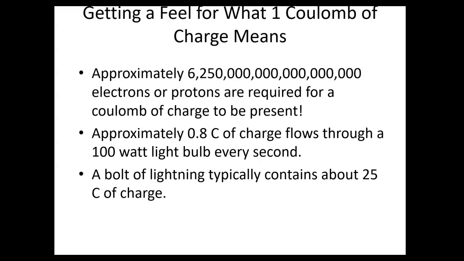If you have a 100-watt light bulb, roughly 0.8 coulombs of charge are flowing through that light bulb every second. And a bolt of lightning typically has about 25 coulombs of charge. You don't need to remember any of these, but I'm just trying to give you a sense of what a coulomb is.